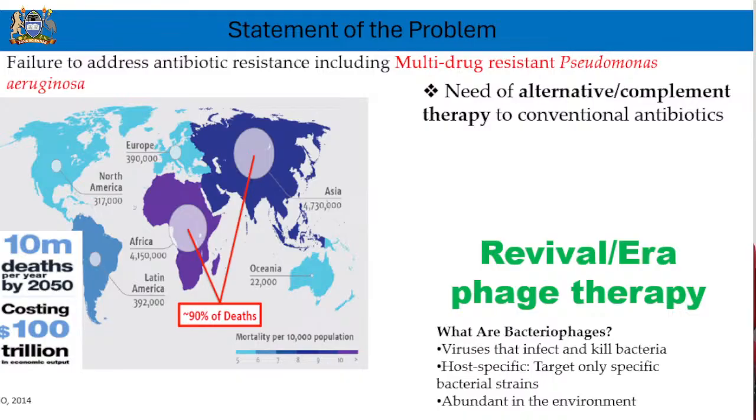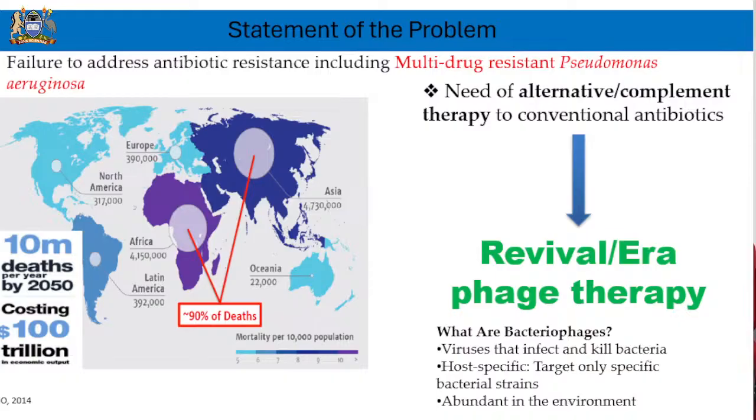So next. That takes us to an era, like a decade ago, where we used these viruses called bacteriophages. These bacteriophages are viruses that infect and kill bacteria. They are very host specific. They target only specific receptors on a bacterial strain. So that virus is specific to a specific bacteria. And they are abundant in the environment. They are everywhere. They're the most abundant viruses that we have in the world.